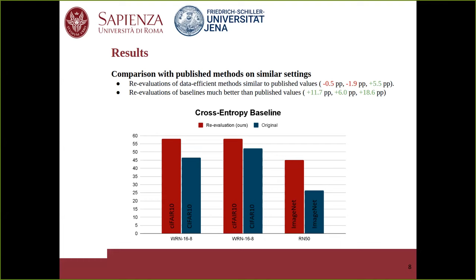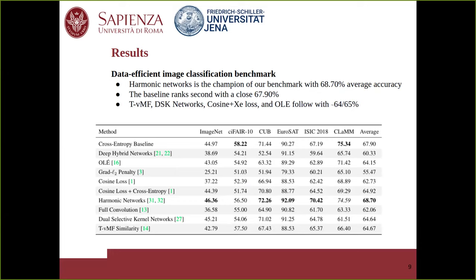This is the full benchmark, so the full results of all our methods. And we can see that harmonic networks are the champion of our benchmark, with 68.70 average accuracy across tasks, while the baseline ranks second with a very close 67.90%. And then there is a third group of methods that follow with an accuracy of around 64-65%.